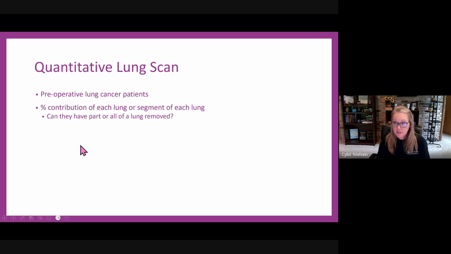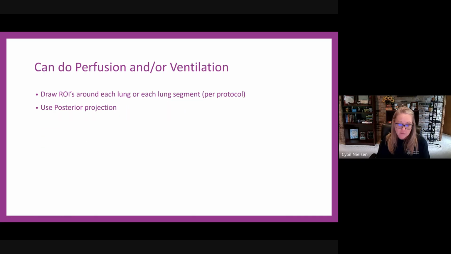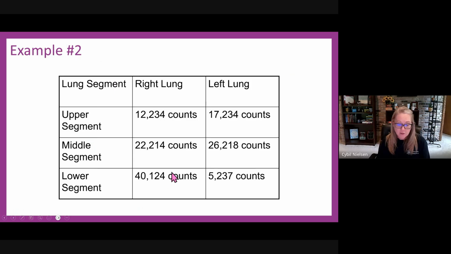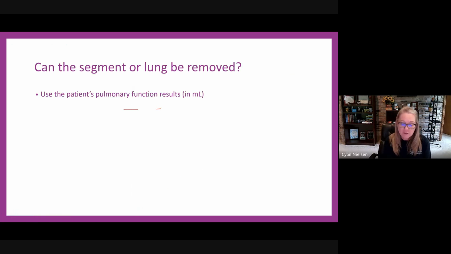All right, quantitative lung. Can we remove a section of the patient's lung? They have lung cancer. Will they have enough function to sustain life? So we're just going to draw regions of interest, and then we're going to calculate the percentage of function that they're going to lose if they have surgery. And then we compare that function with their pulmonary function test to determine if they have enough function to sustain life.